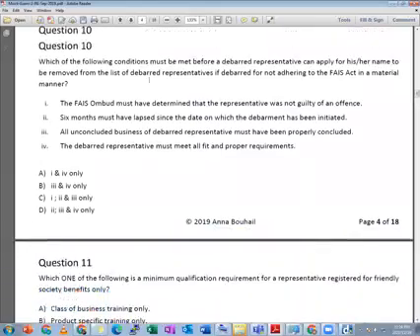Question 10. Which of the following conditions must be met before the bond representative can apply for his or her name to be removed from the list of the bond representative? If debarment is for not adhering to the FAIS Act in a material manner.